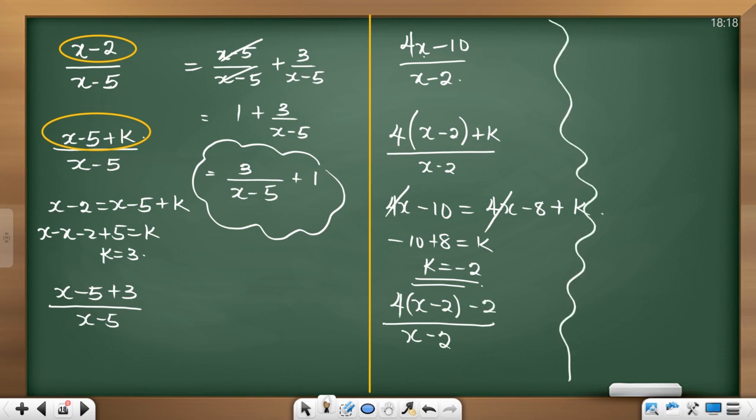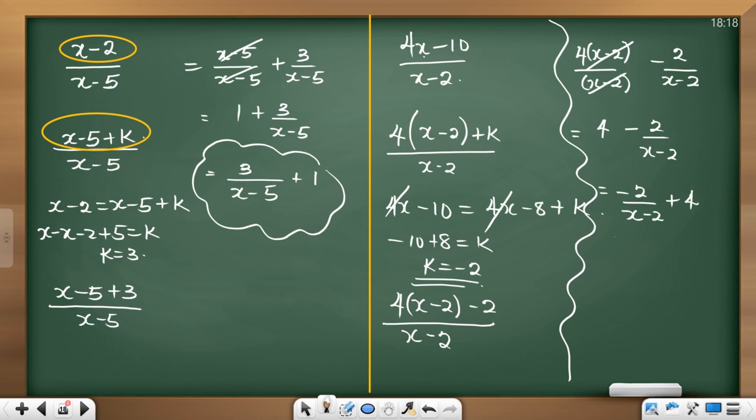Once you do that, you split it. 4 into bracket x minus 2 over x minus 2 minus 2 over x minus 2. That goes 4 minus 2. All right, let's write it in our standard form. Negative 2 over x minus 2 plus 4. Talk to me. Are you okay with what I just did?